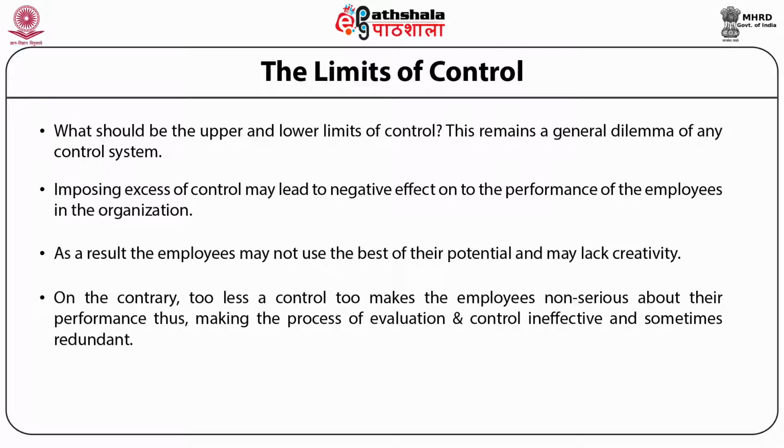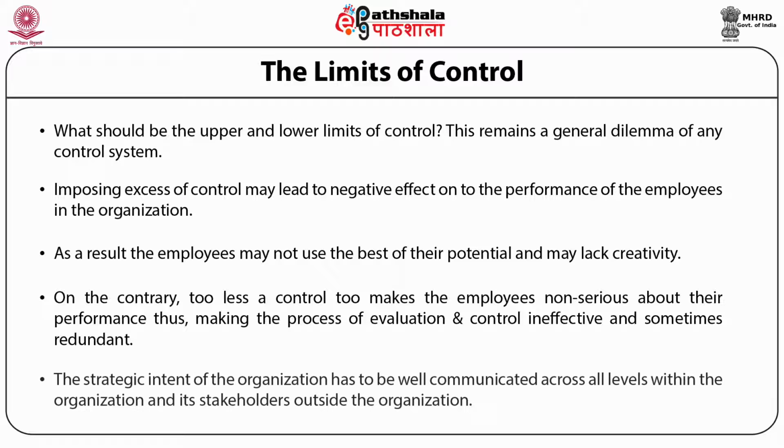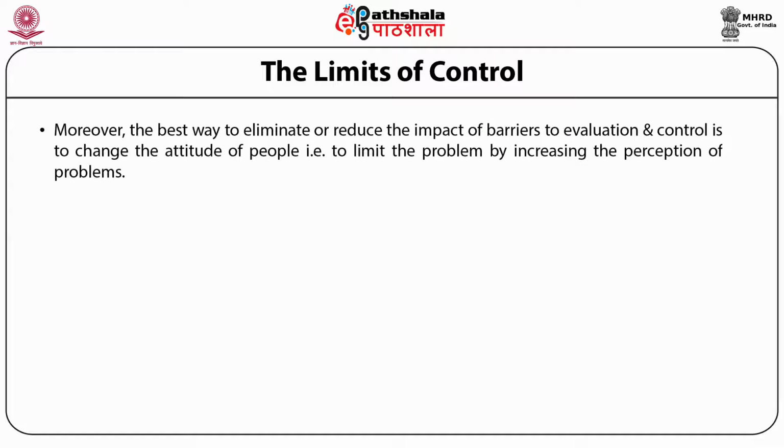In order to overcome the above mentioned barriers to evaluation and control, the organization has to make its people believe in its objectives at the very first step. The strategic intent of the organization has to be well communicated across all levels within the organization and to its stakeholders outside the organization. Moreover, the best way to eliminate or reduce the impact of barriers to evaluation and control is to change the attitude of people, that is, to limit the problem by increasing the perception of problems.